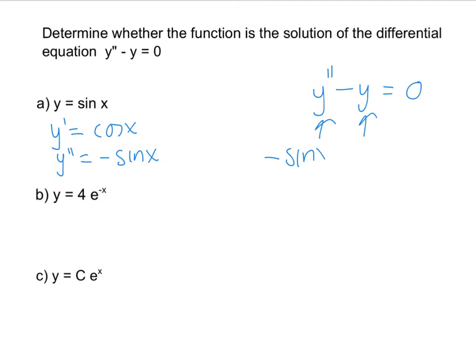Negative sine x, that's y double prime, minus sine x equals 0. Does it equal 0? No. And so this is not a solution.